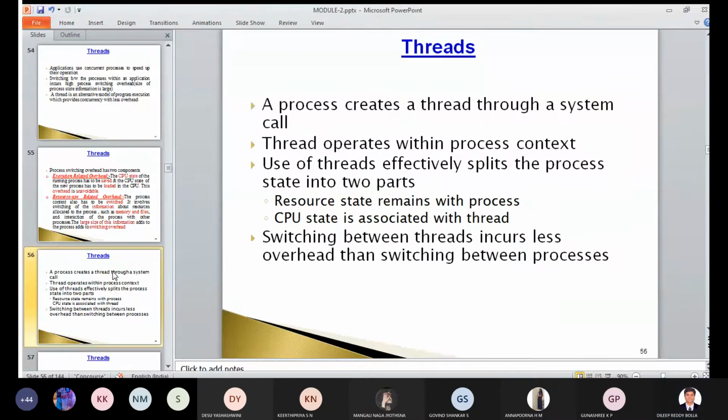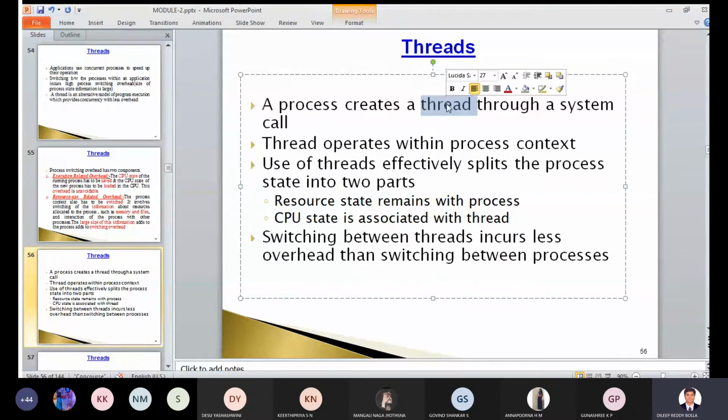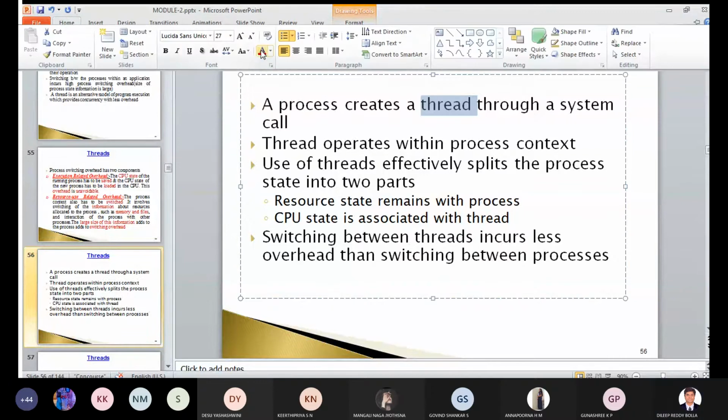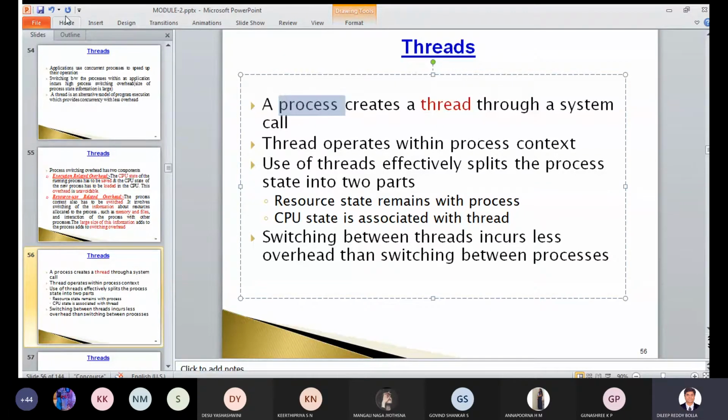Yes. So next, threads. The process creates a thread. Who is going to create the thread? The process is the one who is going to create the thread. How will it create it? Through a system call. Through a system call, the thread gets created. Now this thread is going to operate within the process context, not outside the process context.